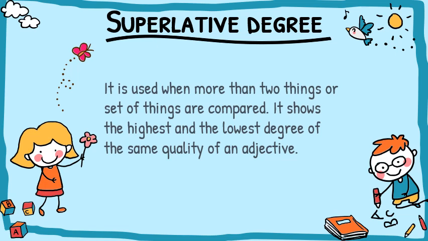Third, we have superlative degree. It is used when more than two things or sets of things are compared. It shows the highest and the lowest degree of the same quality of an adjective.